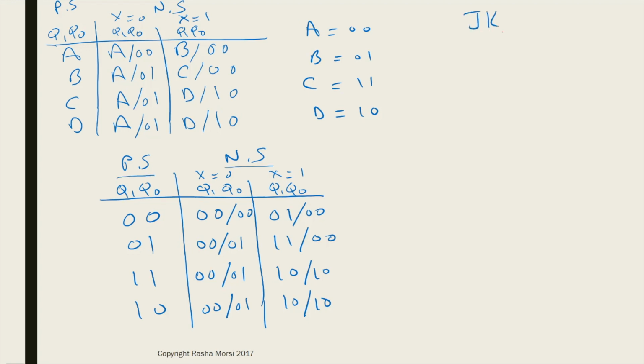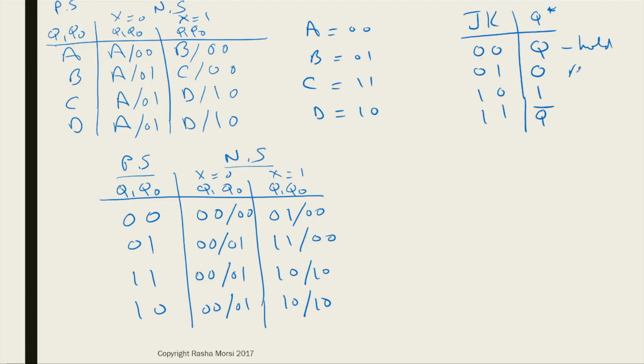Now it's time to consider the JK flip-flop that we were told we had to use. So I write down the excitation table: when JK is 0, 0, my next state is Q, it stays the same. When it's 0, 1, I get a 0. 1, 0 is a 1, and 1, 1 toggles, so it gives me Q bar. So Q is a hold, 0 is a reset, 1 is a set, and Q bar is a toggle.